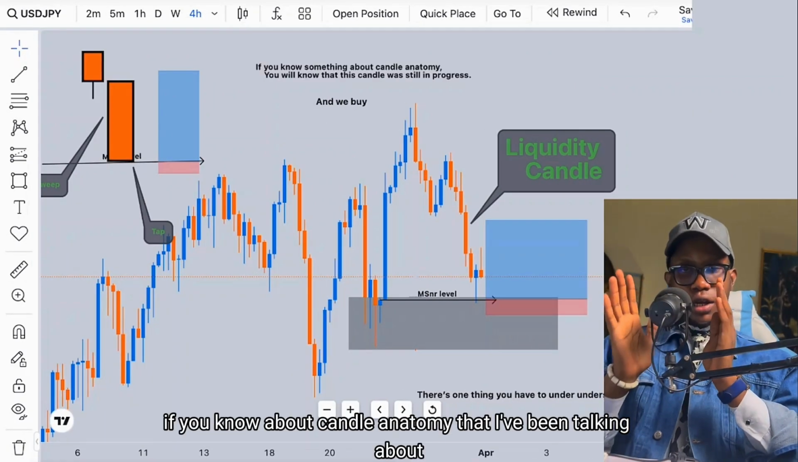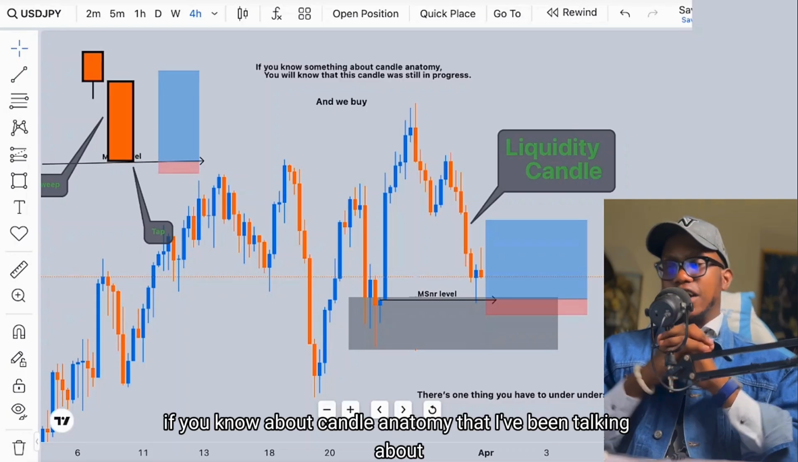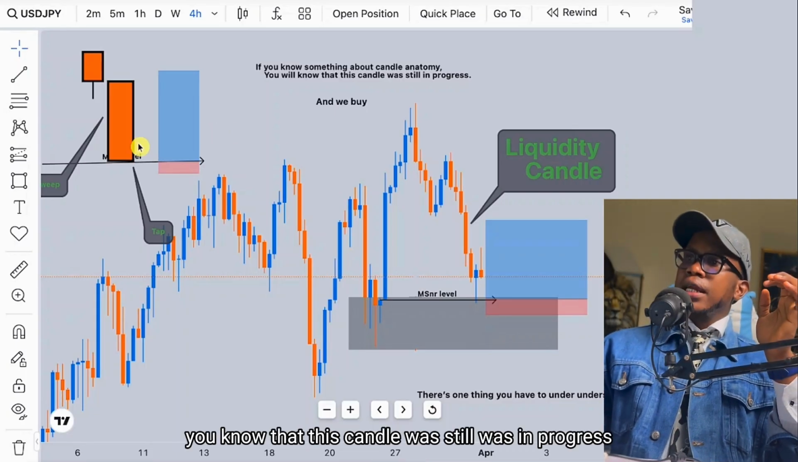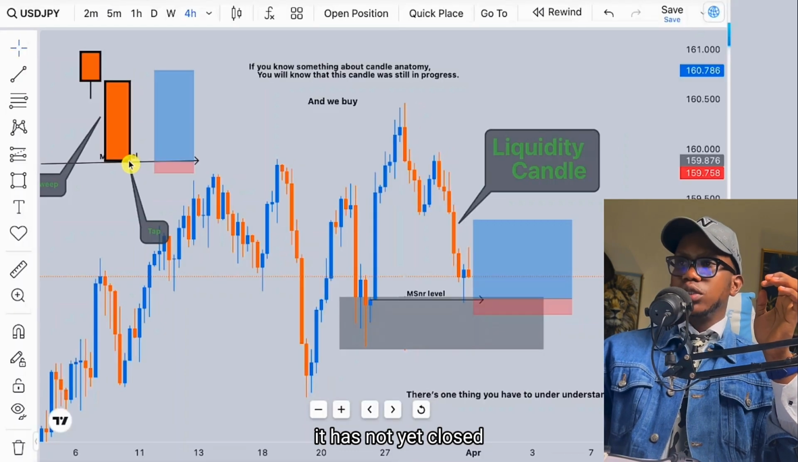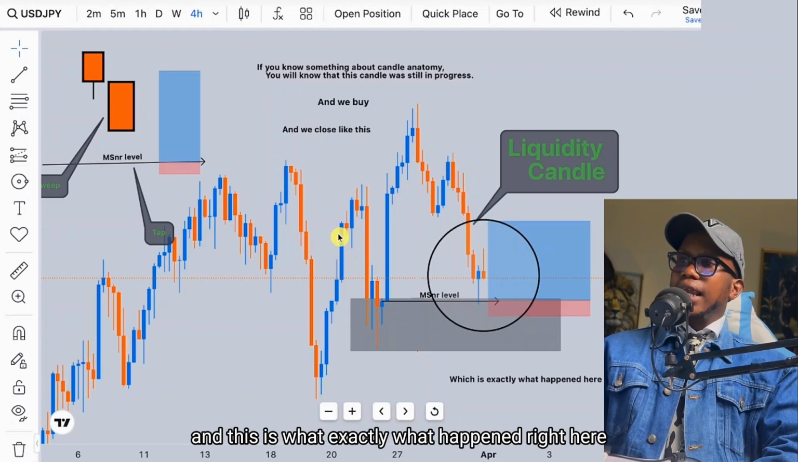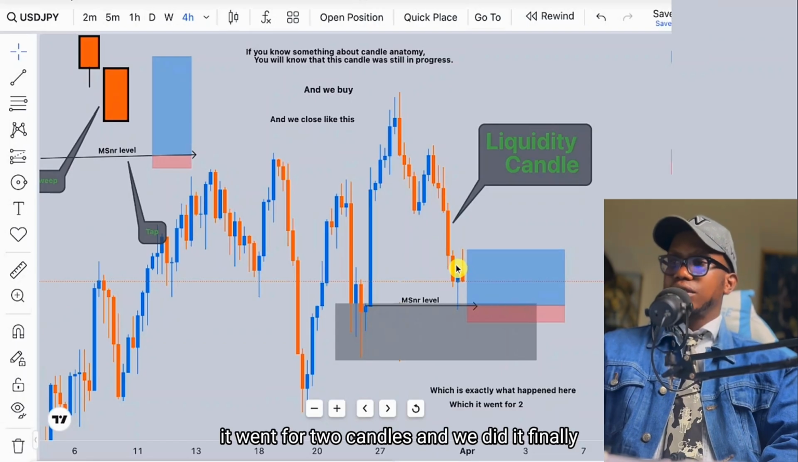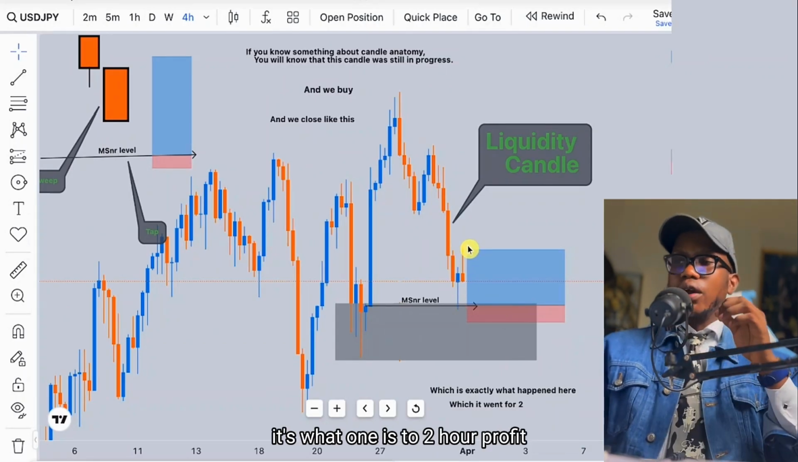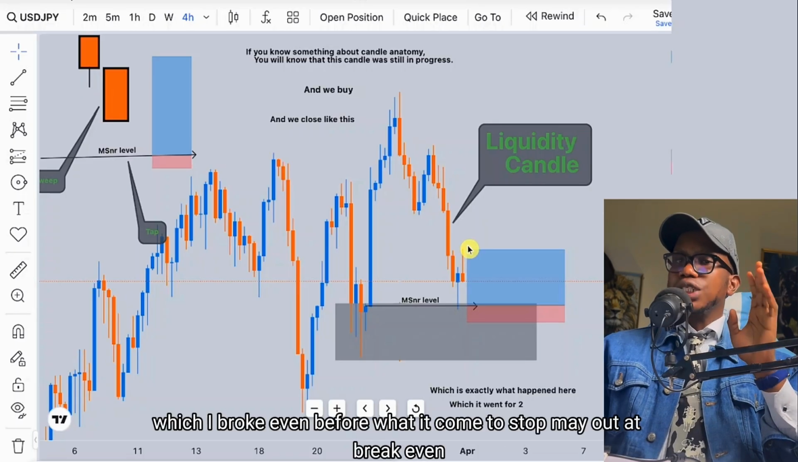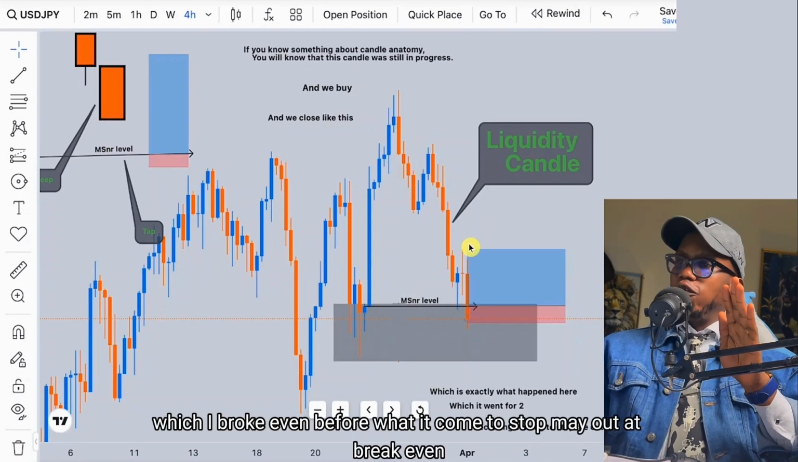If you know about the candle anatomy that I've been talking about, you know that this candle was still in progress. It had not yet closed, and this is exactly what happened right here. It went for 2 candles, and when it did, it finally led to a 1 to 2 RR profit, which I broke even before it came to stop me out at break even.